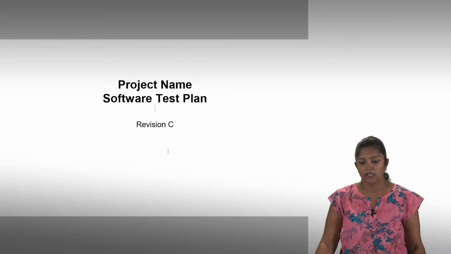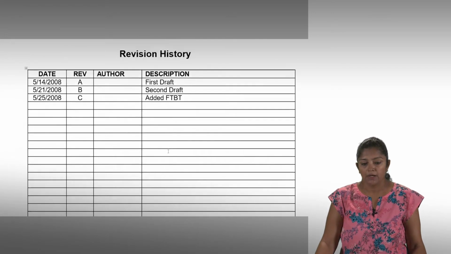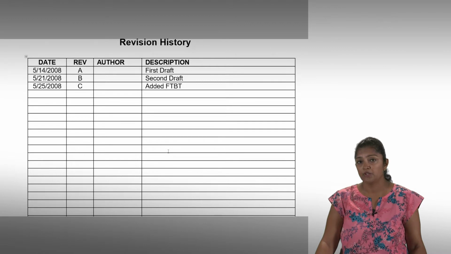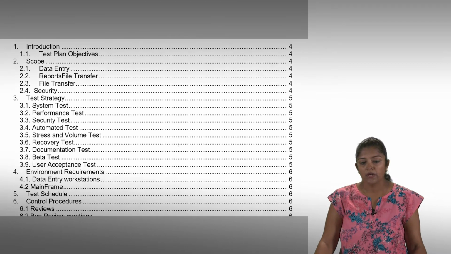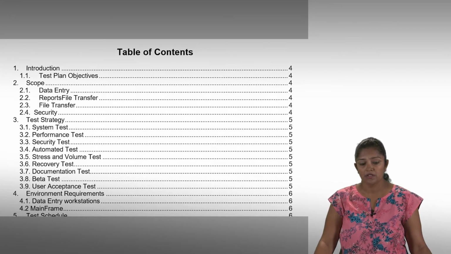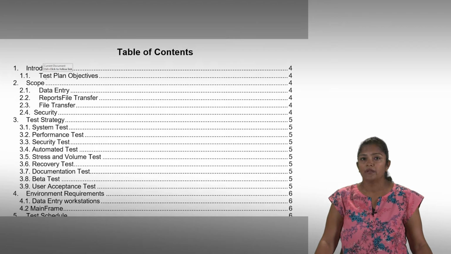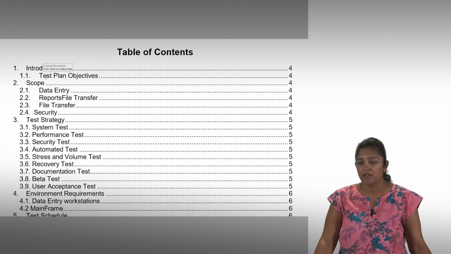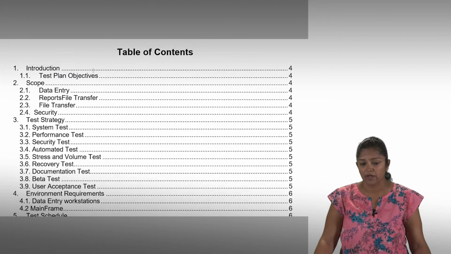So typically it starts out with this first page, which has the name of the project, and if it has gone through multiple revisions, then a revision number can be specified. A revision history table should be maintained so that one is aware of the changes that happen to the document. So here's the table of contents. Basically the way this document is structured is there is an introduction section where an introduction to the product that's being tested is described, and what are the main objectives of the testing, those are described, and then I'll talk in detail about each of these sections.